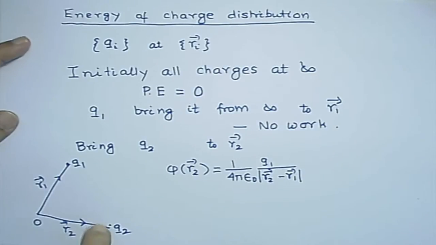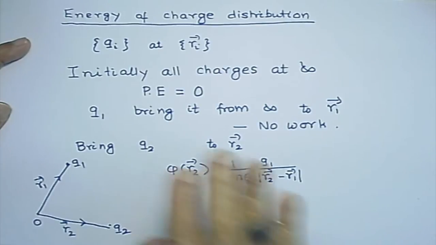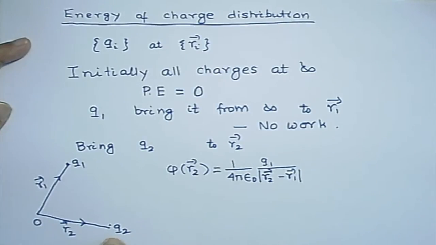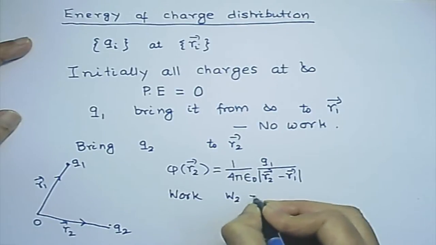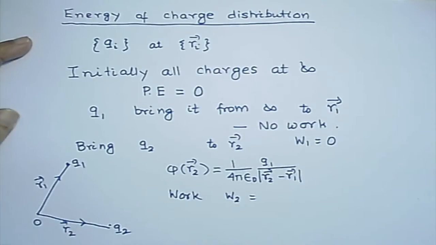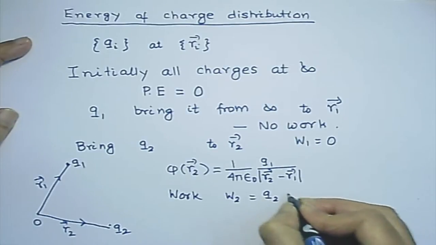So when you are bringing in the charge q2 from infinity, where its potential energy was 0, to the point r2, if you remember, potential is the capability. Potential tells me the amount of potential energy a unit charge would have if you were to put it there. So potential, I repeat, is a point function in space, and when you bring in and put q2, I have to do some work. Let me call it w2. So w1 is 0 of course. So my w2 is simply q2 times phi of r2.